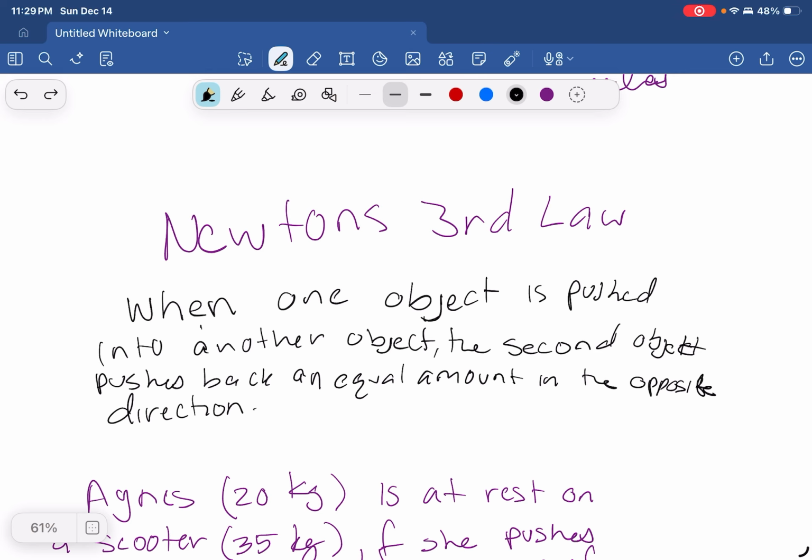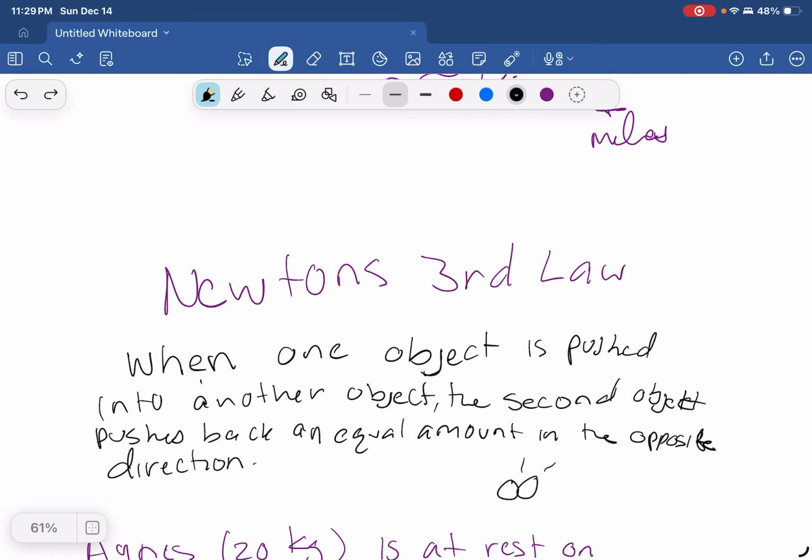Newton's third law states when one object is pushed into another object, the second object pushes back an equal amount in the opposite direction. So this third law is super useful if you had two objects clashing together, like this. Or it could also be used in more practical situations like to find acceleration.